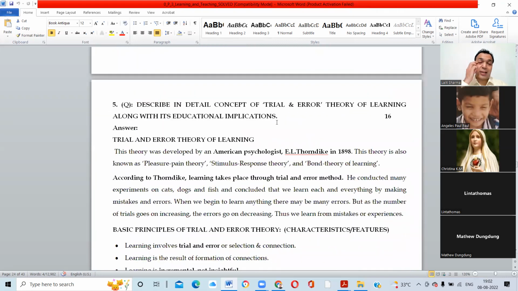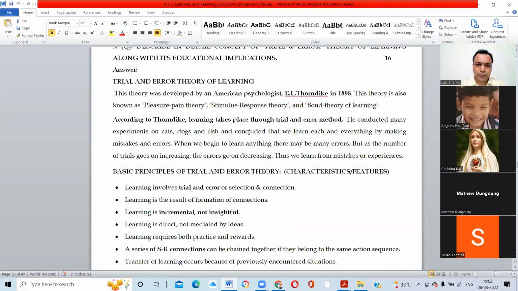Next, the fifth question is the trial and error theory, with its educational implications. First you have to define it: it was developed by the American psychologist E.L. Thorndike in 1898. This is also called the pleasure and pain theory, stimulus response theory, bond theory of learning. According to Thorndike, learning takes place through the trial and error method. Under this theory, Thorndike wants to say that people learn by trial and error. They make mistakes and learn.